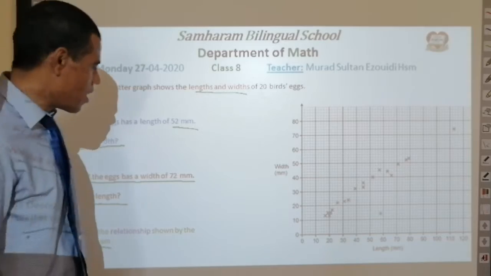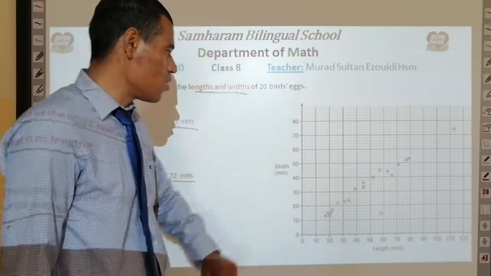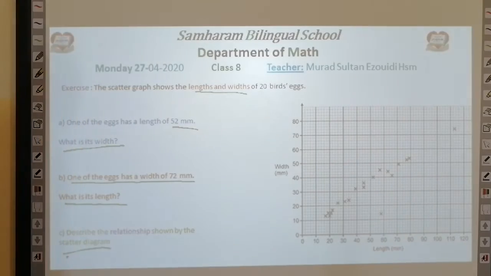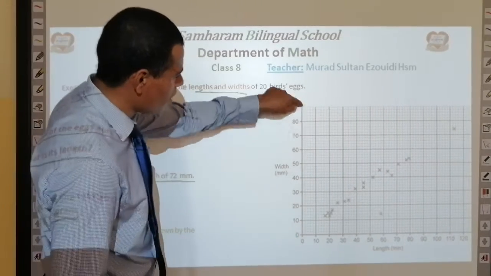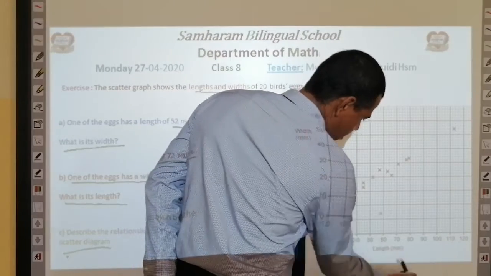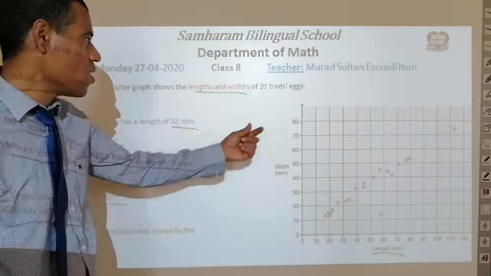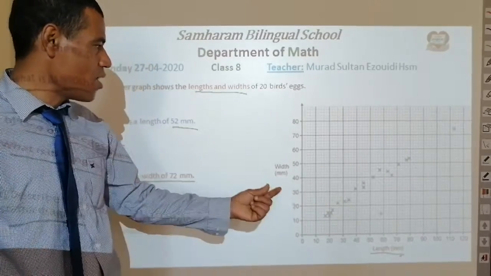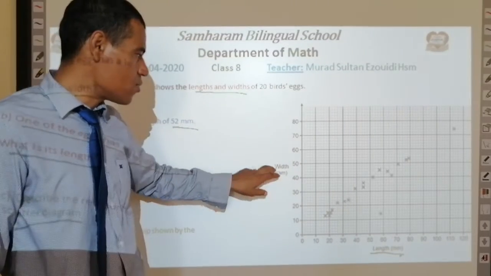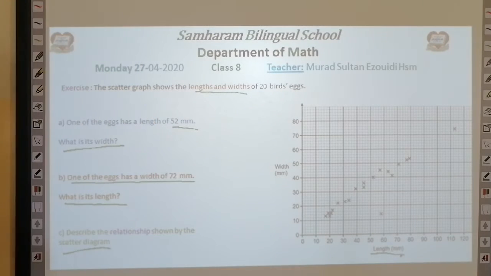Here we have the scatter diagram in front of your eyes. One axis denotes the length of birds' eggs in millimeters, and the other denotes the width of birds' eggs in millimeters.